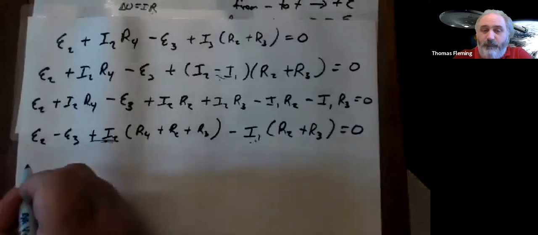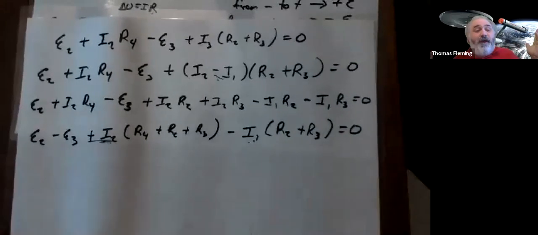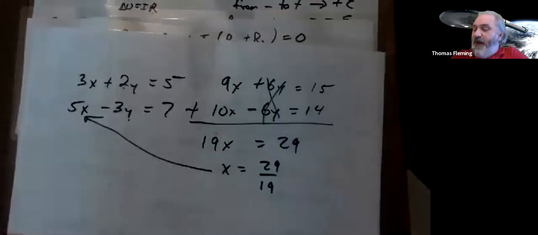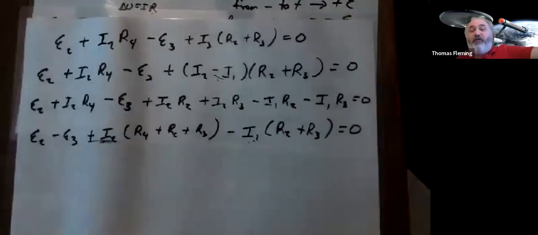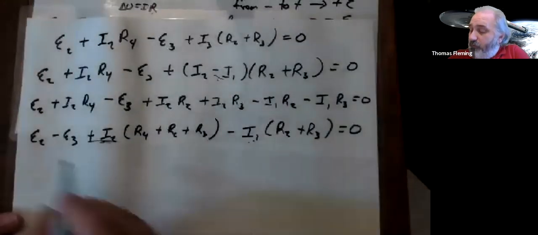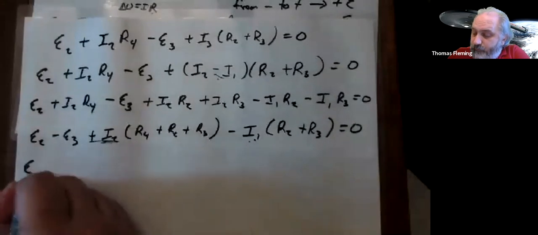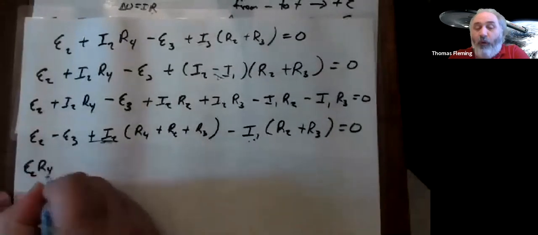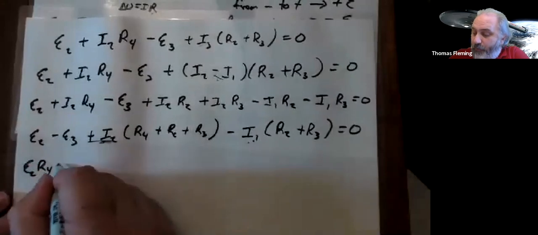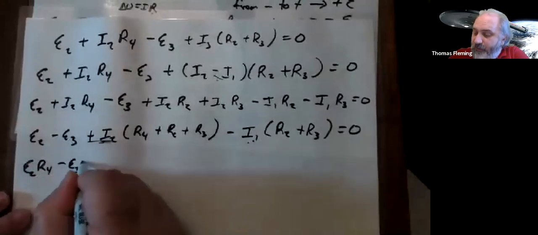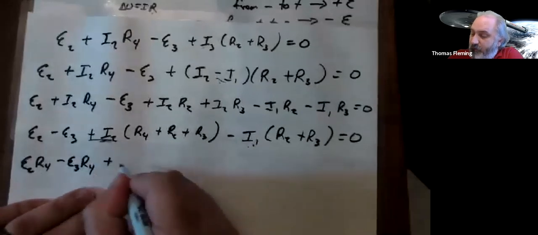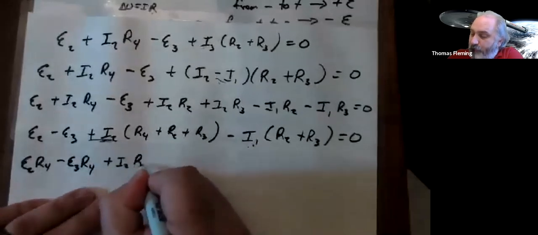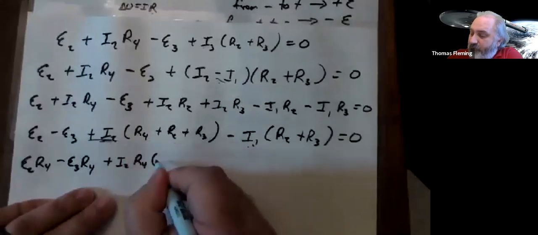Remember, R4 is just a number, right? It's just like when we were here, we said, I'm going to take everything in this equation and multiply it by 3. R4 is like the 3. So it's EMF2 times R4, whatever that is. EMF3, it's EMF3 times R4. This term here, it's plus I2, I'm going to multiply by R4, and I'm still multiplying by all this.